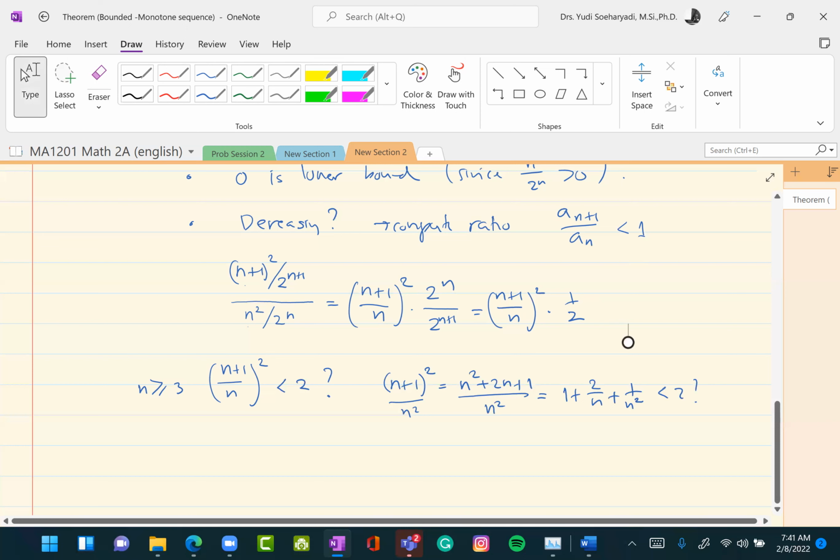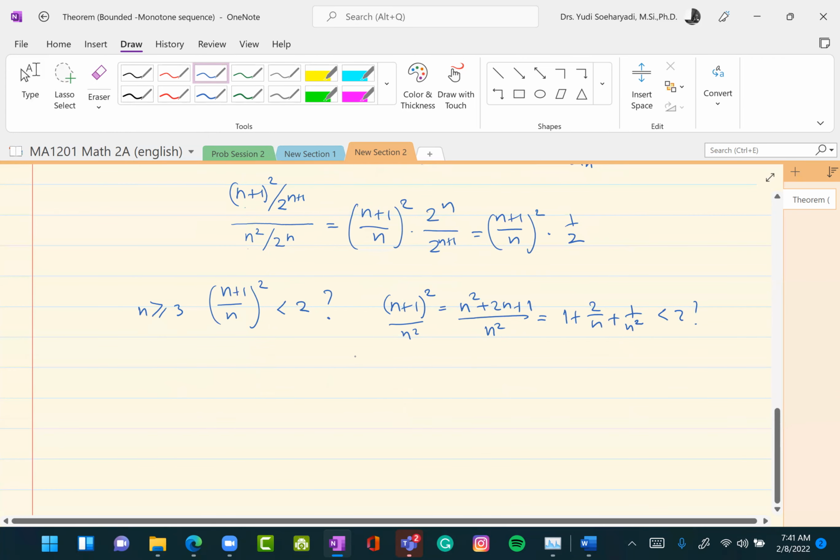Okay, so that is to say that we want to show that 2 over n plus 1 over n squared, for n bigger than or equal to 3, is less than 1. Okay, so just check this one here, for n at least 3. All right.